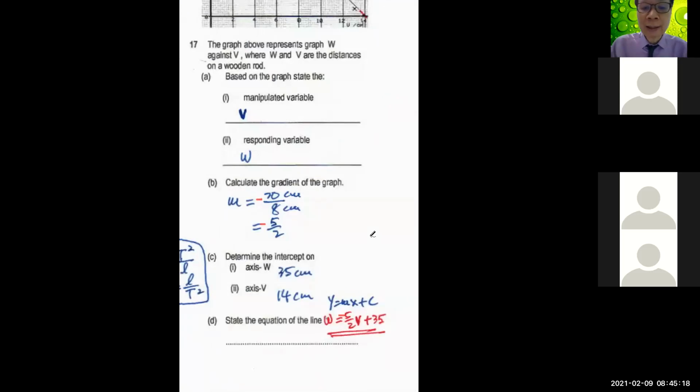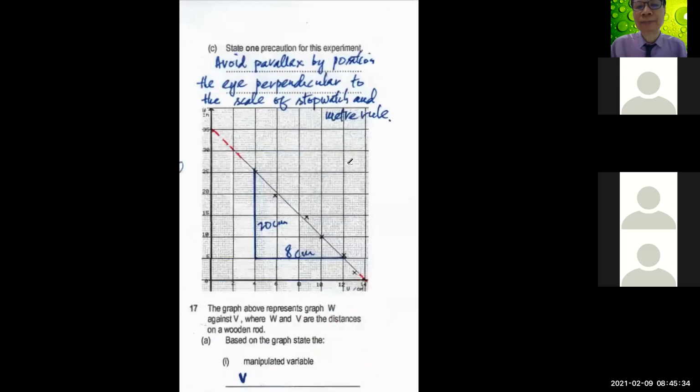Yes, okay, finish. I saw one question just now, the precaution. Okay, we move up to the precaution. I think it is not done yet, the precaution. Last question, okay? The last question, the precaution. Okay, we go up now. State one precaution for the experiment. The previous experiment, the pendulum one.